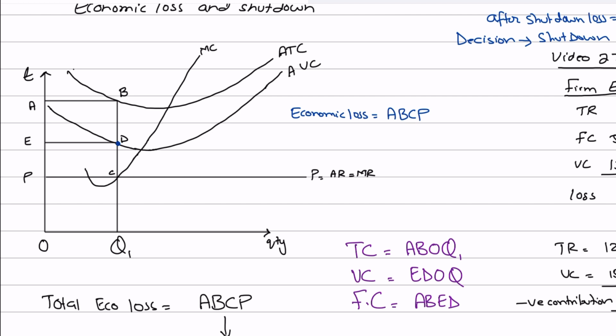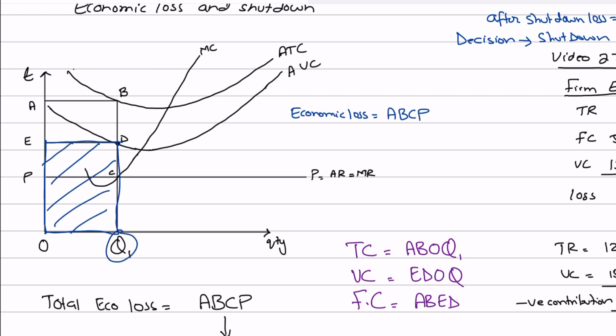So basically OE is my variable cost per unit, while OQ1 is the number of units. So average variable cost times quantity would give me total variable cost. So the area of total variable cost would be EDOQ1. EDOQ1 is my total variable cost area. If I'm producing Q1 units, then this is the total variable cost that I'm incurring.